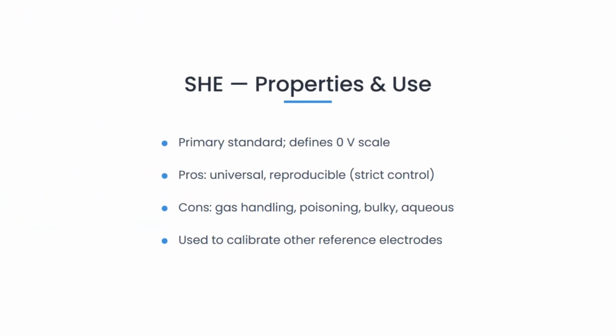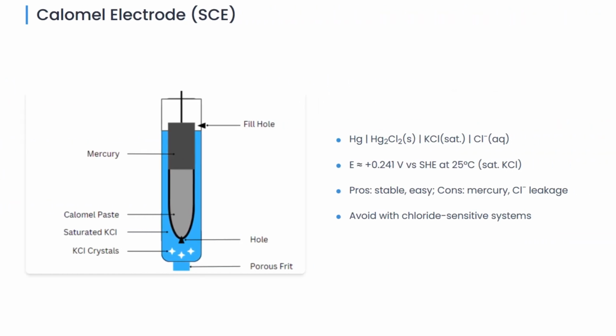Now, what are the properties and use of the SHE? As the primary standard, it defines the 0 point on the electrochemical voltage scale. Its pros are that it's universal and reproducible, but this requires very strict control of conditions. Its cons include the difficulty in handling hydrogen gas, the risk of the platinum catalyst being poisoned, its bulky size, and the fact that it's limited to aqueous solutions. Because of these practical challenges, it's mainly used to calibrate other more user-friendly reference electrodes.